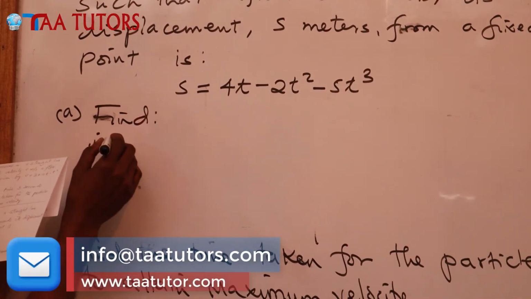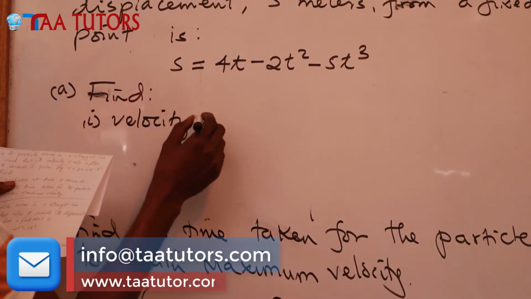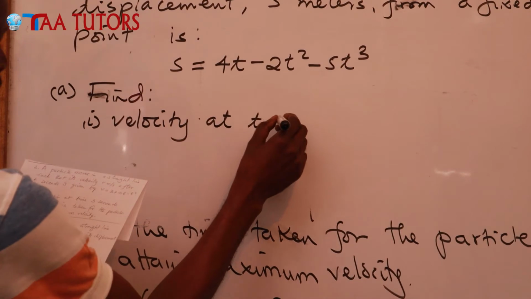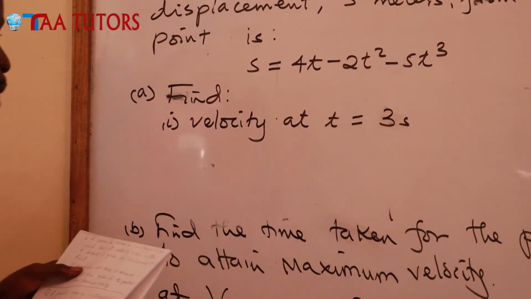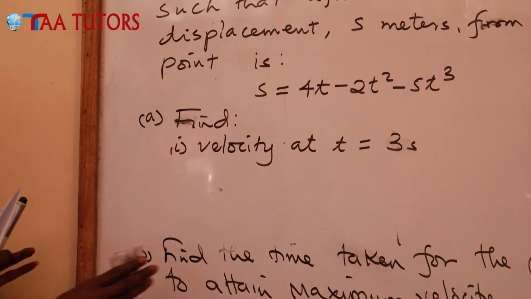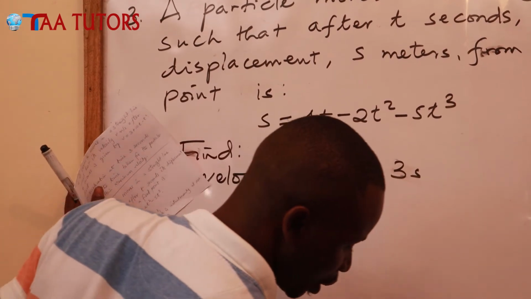Roman 1, velocity at t equals 3 seconds. So if this is the question we are asked, to get the velocity at t equals 3 seconds, this idea we have really seen before.